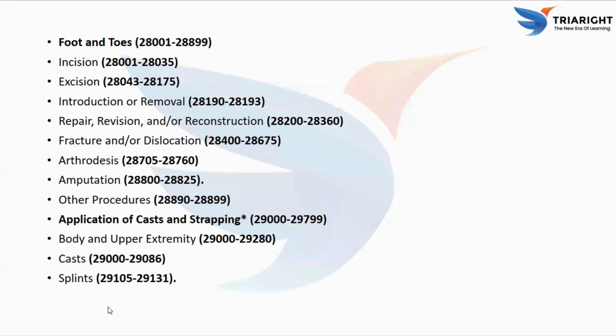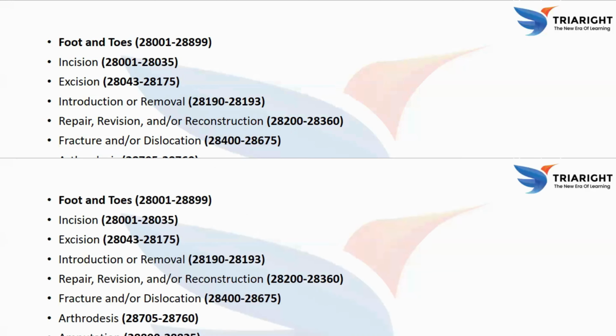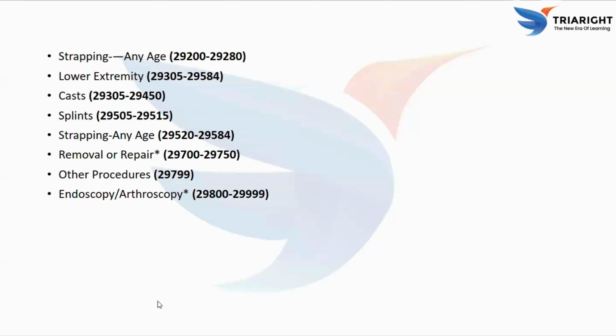So splints. So next is splint. So splint is applying a temporary support. So this is much less rigid than a cast. For example, short leg splint, finger splint and ankle splint. So the code ranges are 29,105 to 29,131. So application of cast, splint and strapping. So these codes offer supportive orthopedic care but not for major surgery.